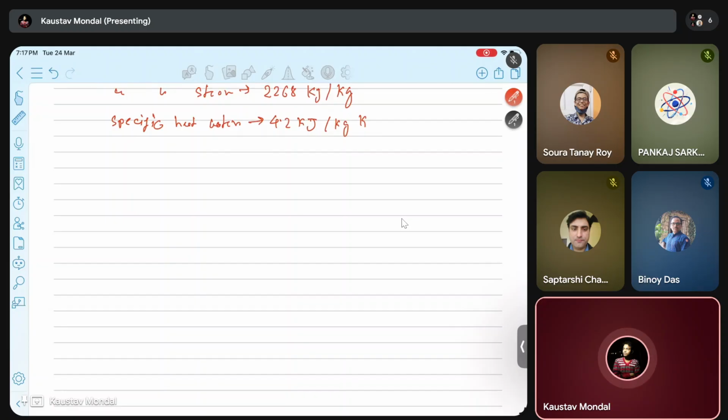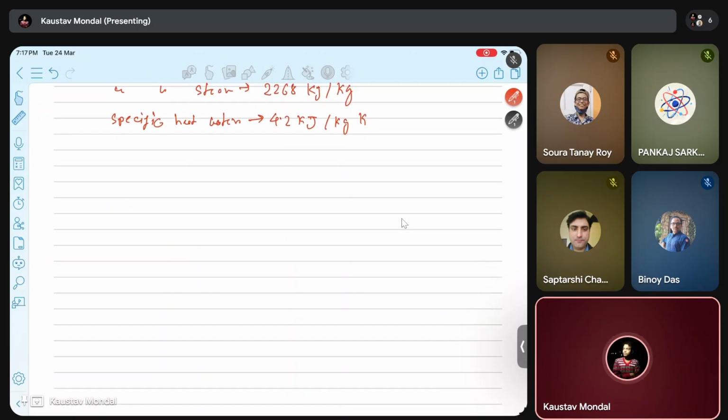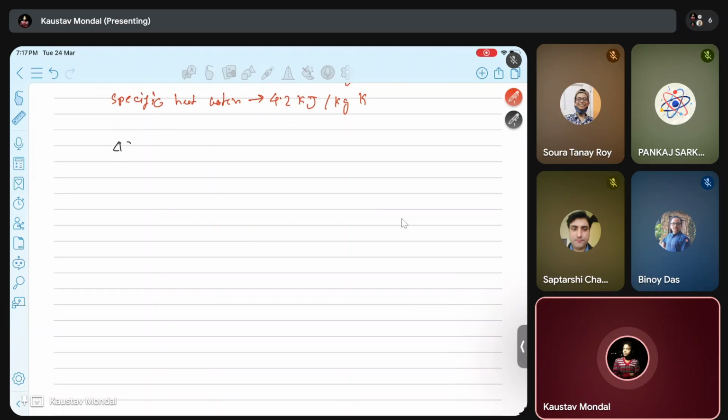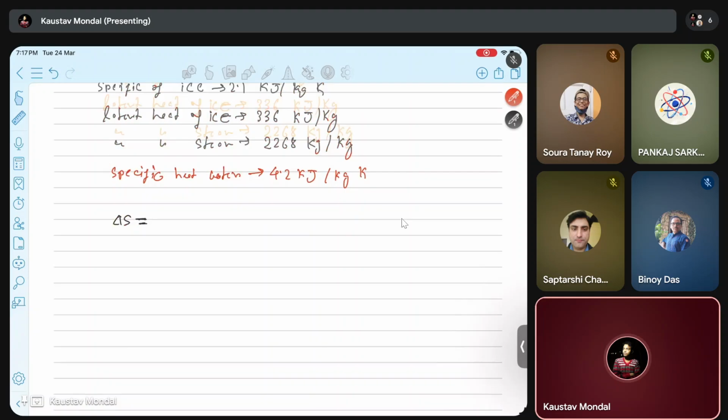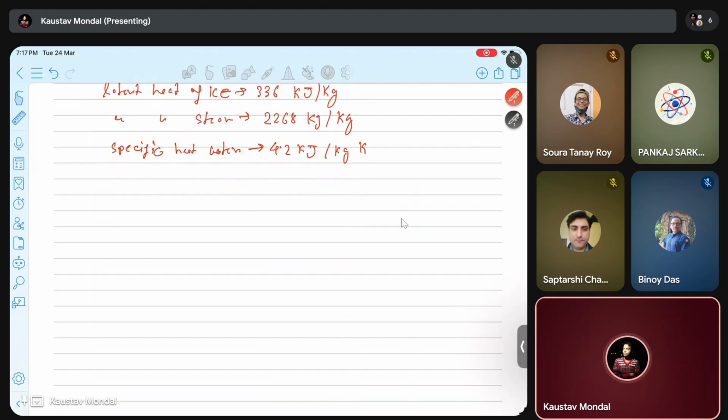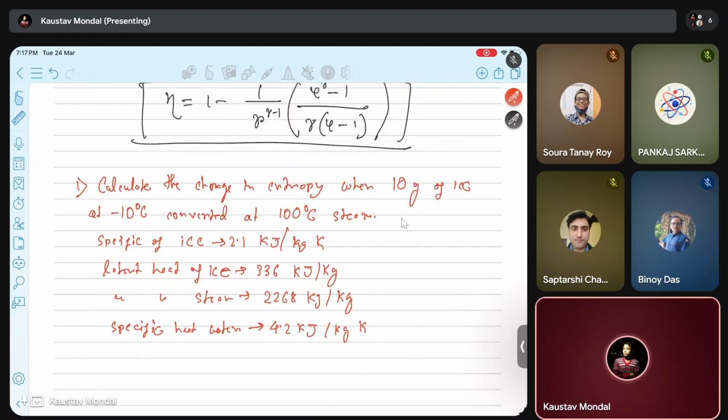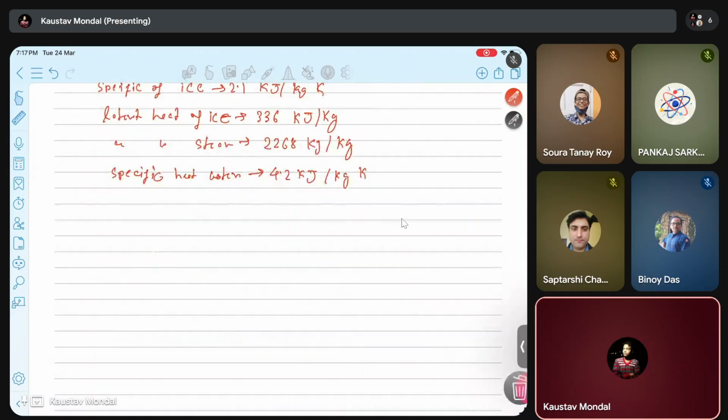So you already know, there are 4 types of processes. So delta S, we know the basic form of delta S. First, ice is at minus 10 degree. It will first move from minus 10 degree to 0 degree, right? So during that process, there will be change in entropy delta S1.